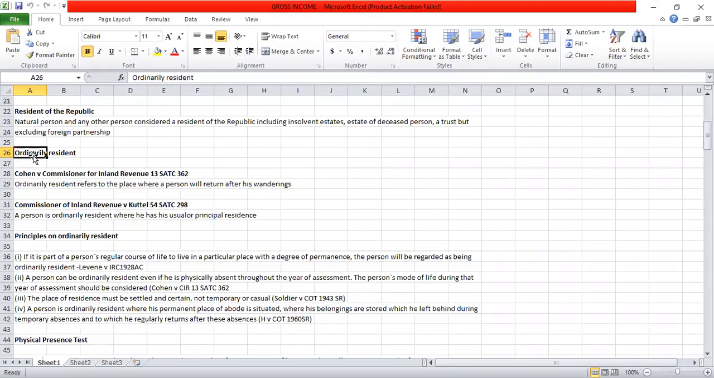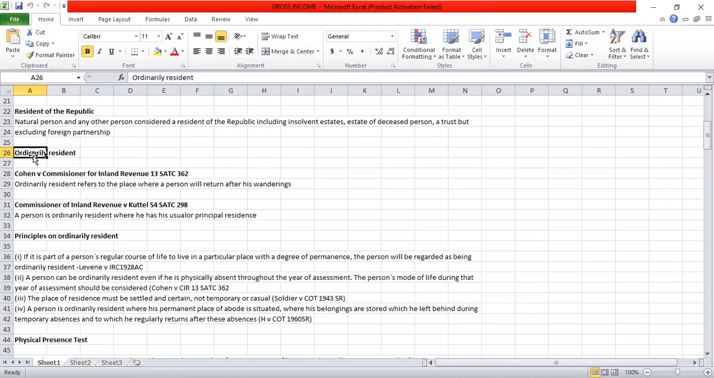Right. Now, according to the Cohen case, ordinary residence refers to the place where a person will return after his wanderings. So that means if you're a South African, but you find a job in Spain, you go to America, you go to Britain, you are a soccer player, you are bought by Brighton, where will you return after your wanderings? So as long as you go there and you come back and you still call South Africa home, so the ordinary place of residence, you are ordinarily resident in South Africa.